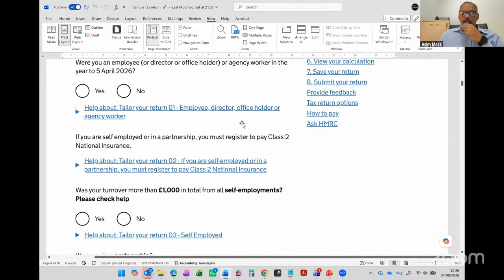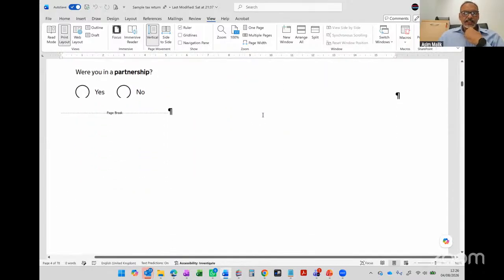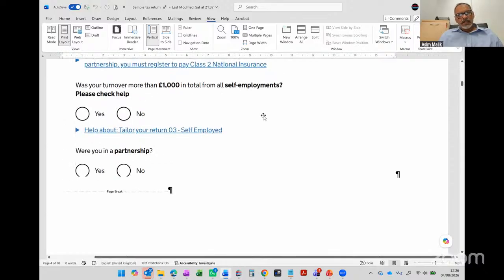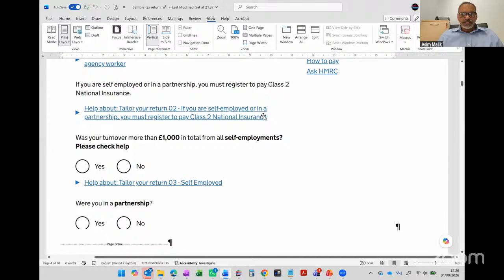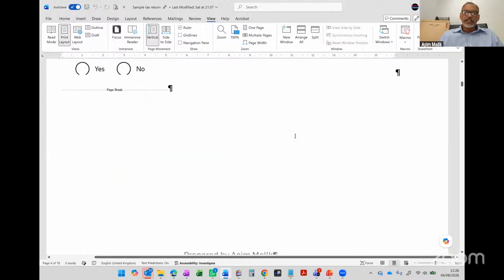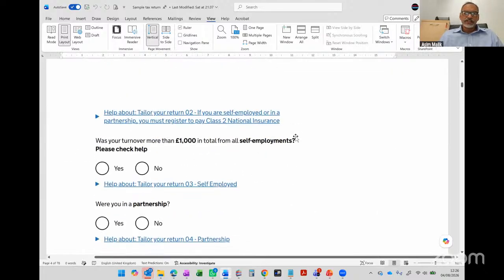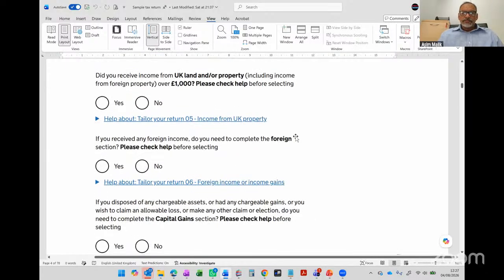Now we are in the HMRC portal. You have to define which taxes are applicable to you. Just click on the right boxes and that will trigger the pages to open where you have to fill in further information.